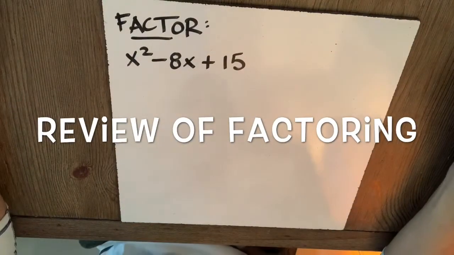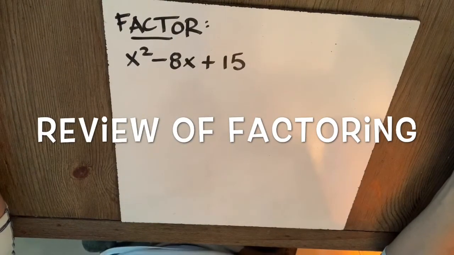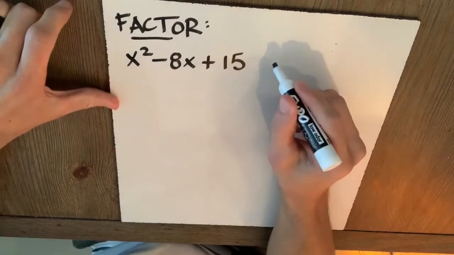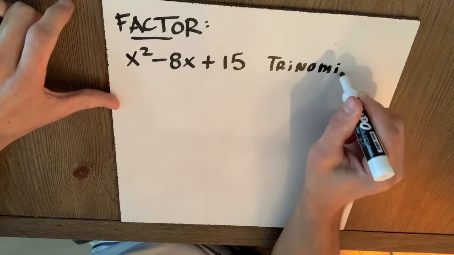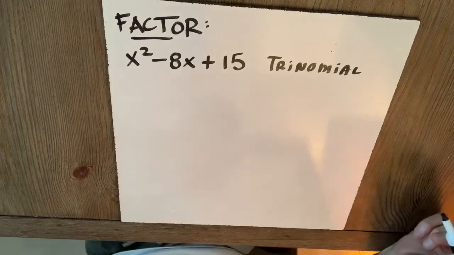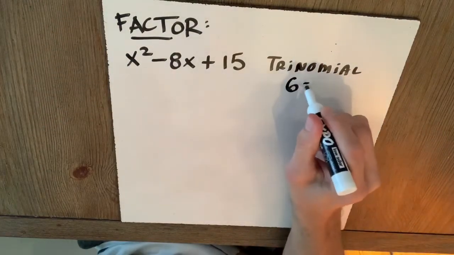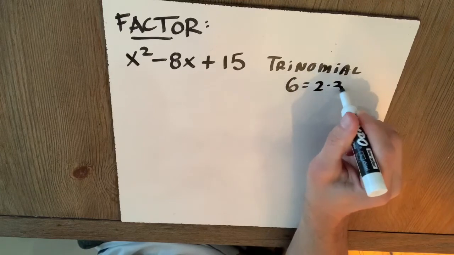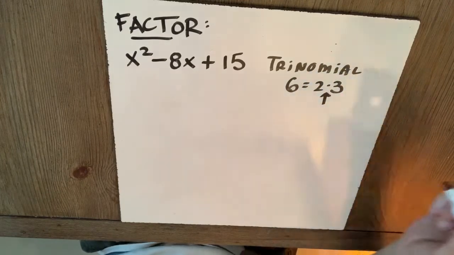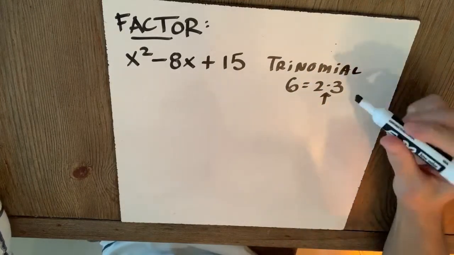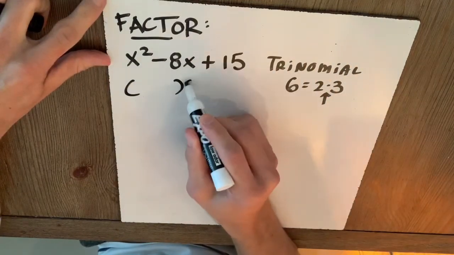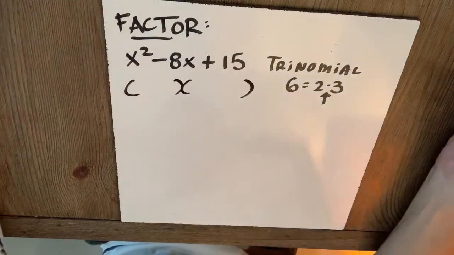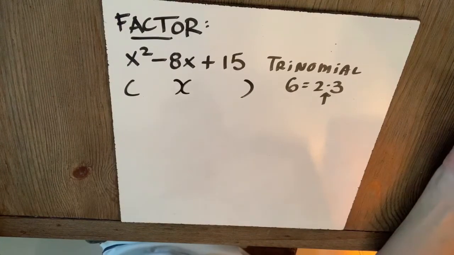If we're told to factor x squared minus 8x plus 15, notice this is a trinomial. And when we factor a number like 6, we're saying 6 is 2 times 3. I want to write 6 as one number times another. When we're talking about a trinomial, what we usually are trying to do is to write it as the product, meaning multiplication, of two binomials.